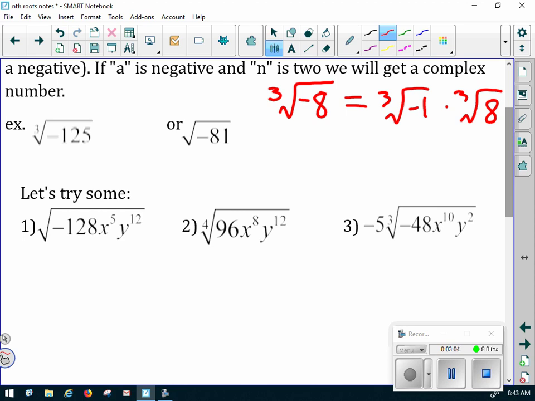What's negative 1 times negative 1? 1. What's 1 times negative 1? Wait a minute. So I can multiply negative 1 by itself 3 times and get negative 1? I sure can. So what's the cube root of negative 1? Negative 1. And what's the cube root of 8? 2. So negative 1 times 2, the cube root of negative 8 is negative 2. You can take an odd root of a negative number, but you can't take an even root of a negative number. That's when you get i, okay?